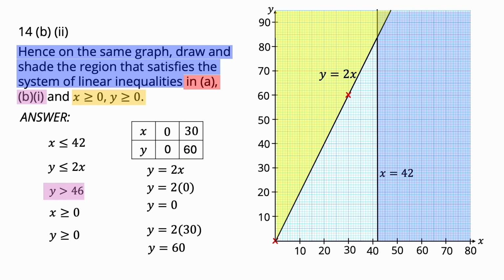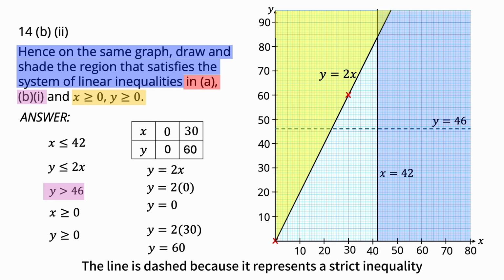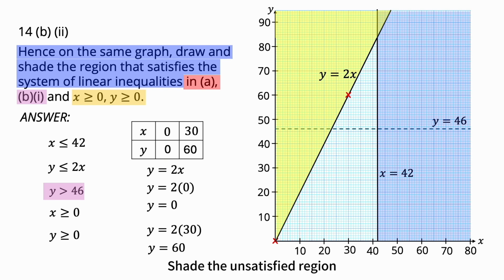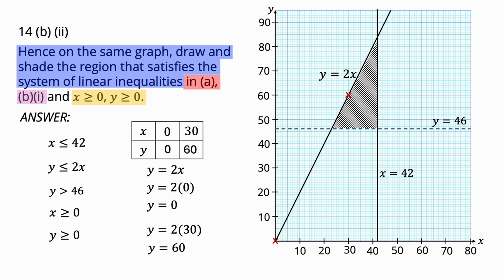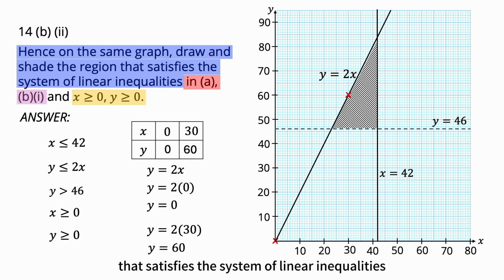For Y greater than 46, draw a horizontal dashed line at Y equals 46. The line is dashed because it represents a strict inequality. Shade the unsatisfied region, which is the region below the line. In this way, the final unshaded region is where all inequalities are satisfied. The solution is the unshaded region. That is the set of values for X and Y that satisfies the system of linear inequalities.